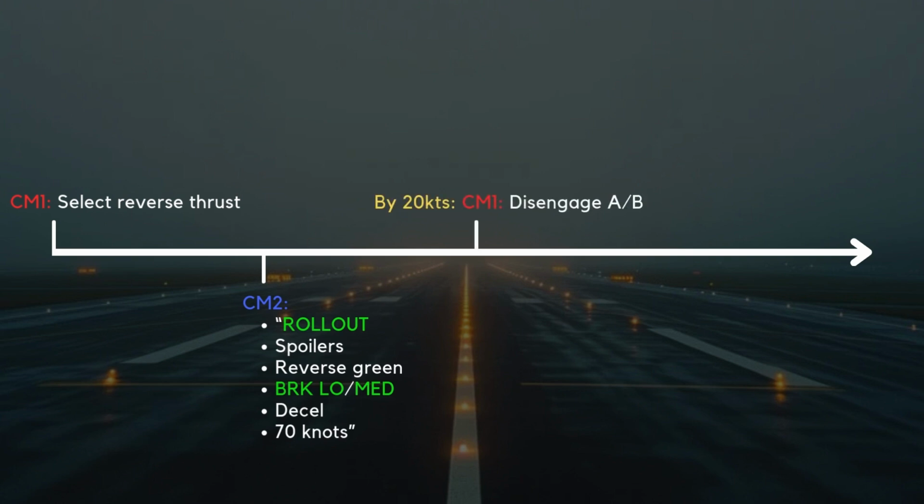Before 20 knots is reached, CM1 must disengage the auto brake, and by the end of the rollout, they must stow the reversers. At an appropriate point, CM1 disconnects the autopilot to take manual control of the aircraft to exit the runway.